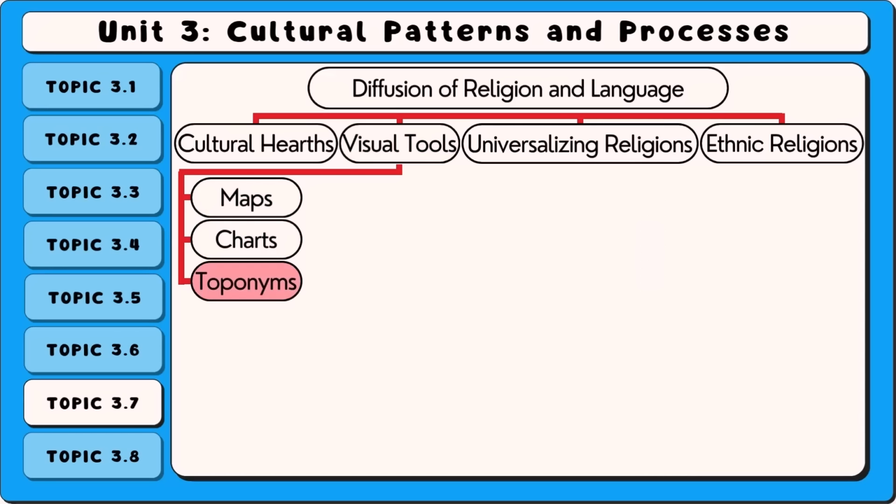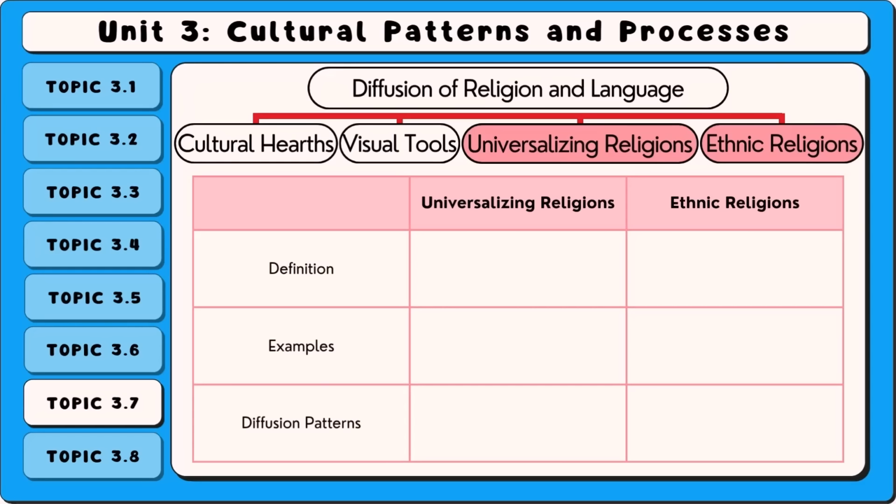Now let's dig into the differences between universalizing religions and ethnic religions. If you're using the study guide as you watch, now's the time to fill out the universalizing versus ethnic religions comparison table. Pay close attention to the table row comparing the differences in diffusion patterns, as this point is strongly emphasized in the AP Human Geography curriculum.